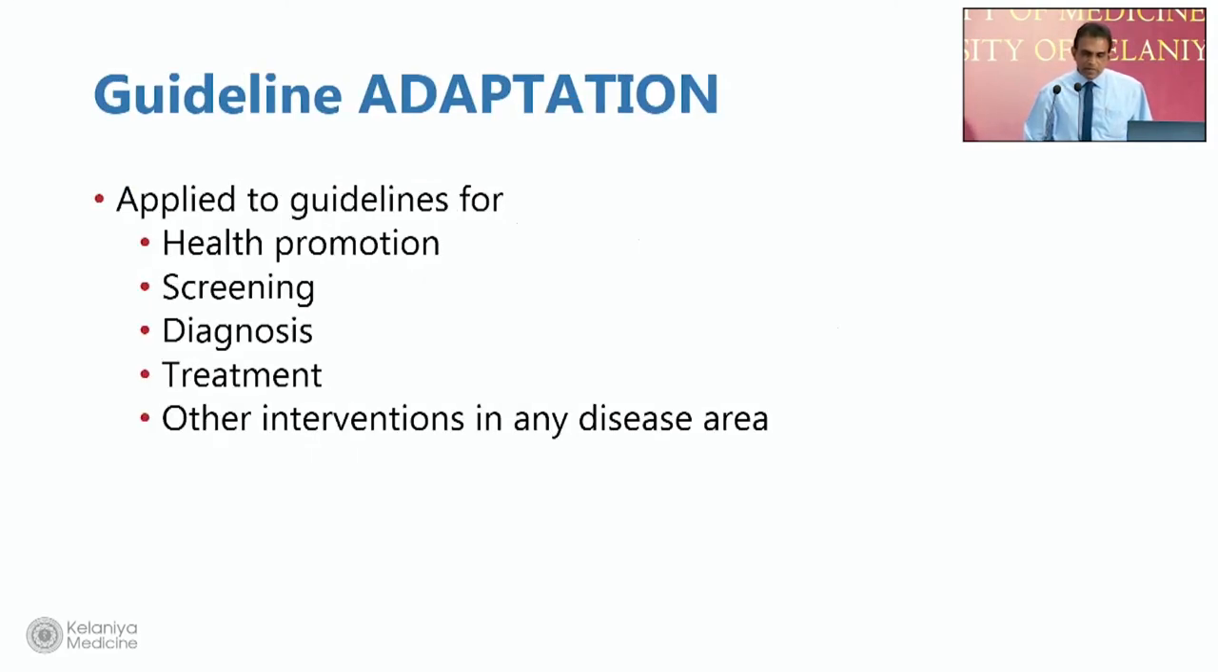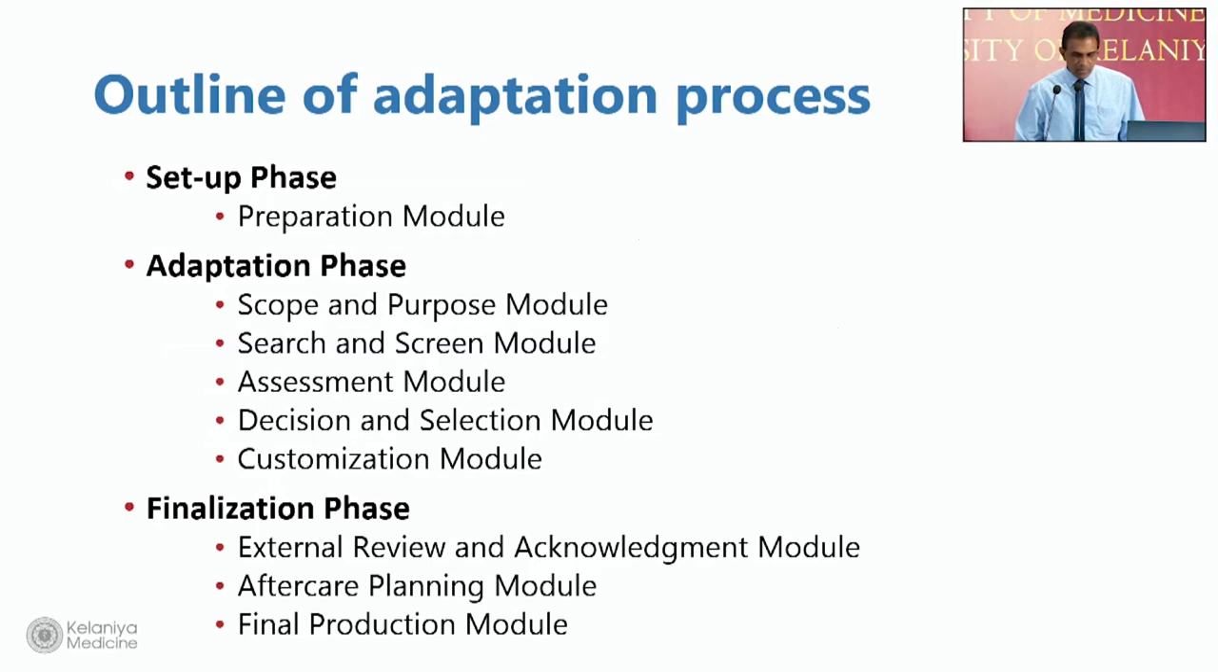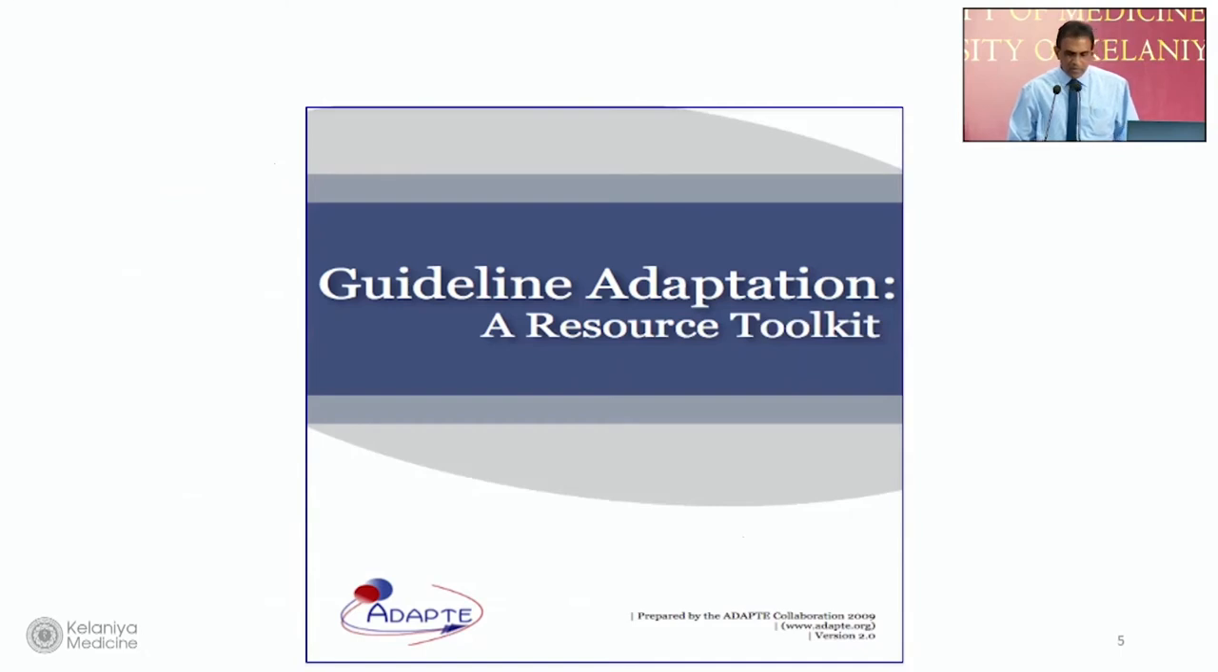So guidelines can be adapted in different fields: health promotion, screening, diagnosis, treatment, and other interventions in disease areas. So basically, in our guideline adaptation process, there are three phases, set-up phase, adaptation phase, and finalization phase, including 24 steps. My presentation is based on this guideline adaptation resource toolkit. You can download this.